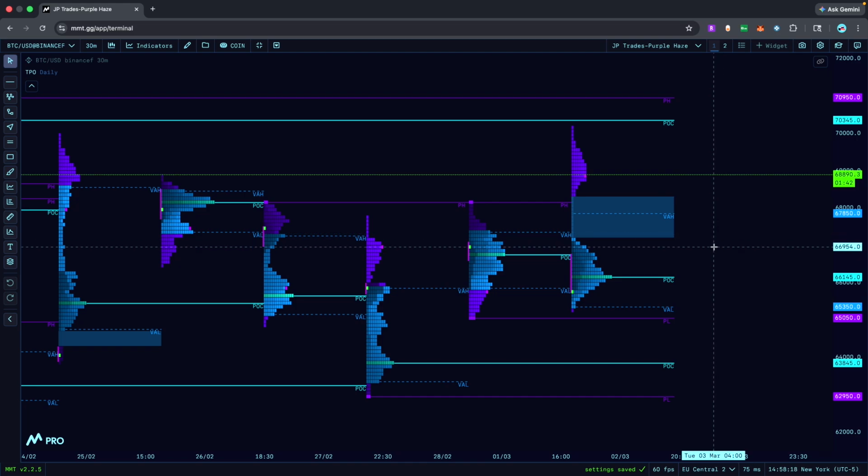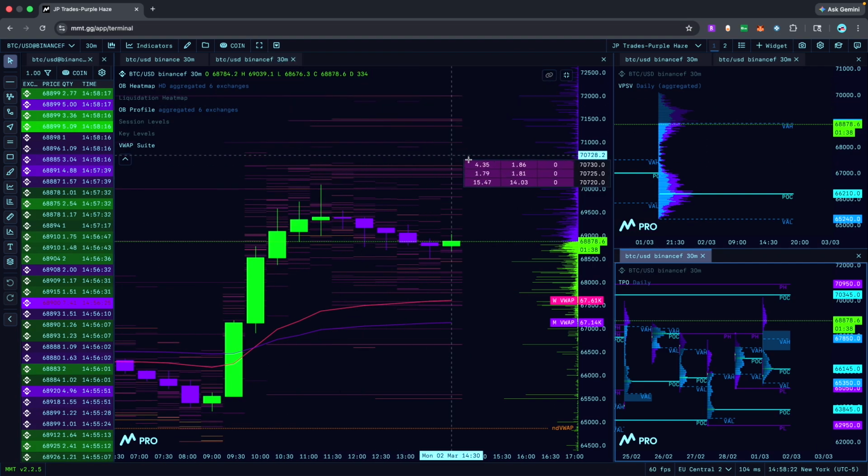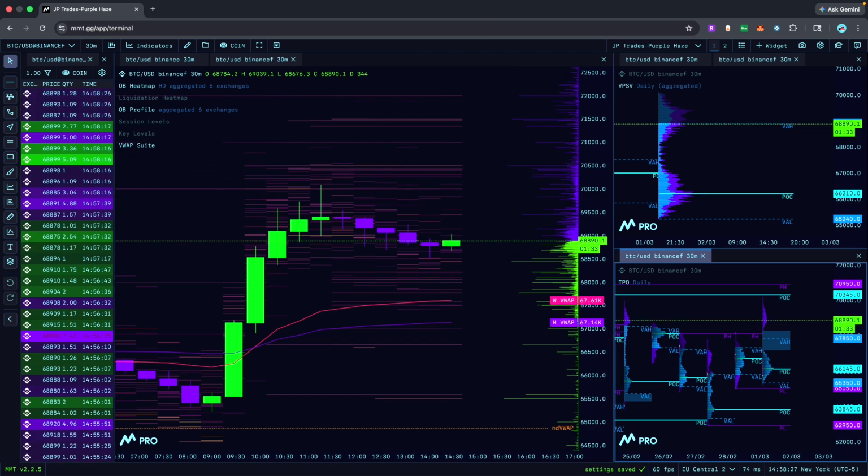So this concludes the structural tools that we use in Market Monkey as well as Bookmap. In the next lesson, we're going to piece a lot of this together and start connecting the dots.